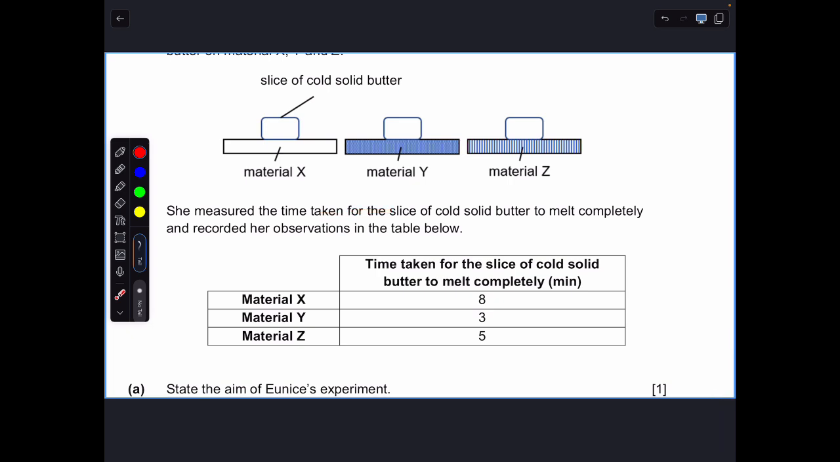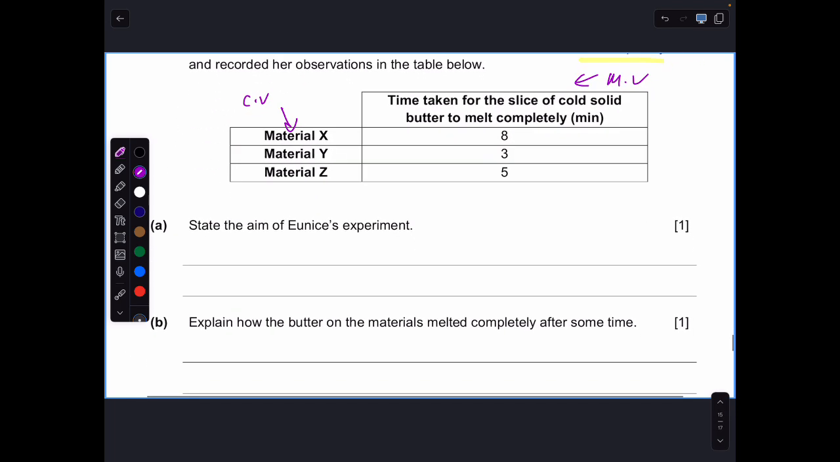So if you realize here, right, the hint here is melt completely. It tells me that it's got to do with conductivity of heat. Okay, and then this is my change variable, and then this is my measured variable. So if I looked at it, right, isn't it looking at how well a material can conduct heat? So state the aim of Eunice's experiment.